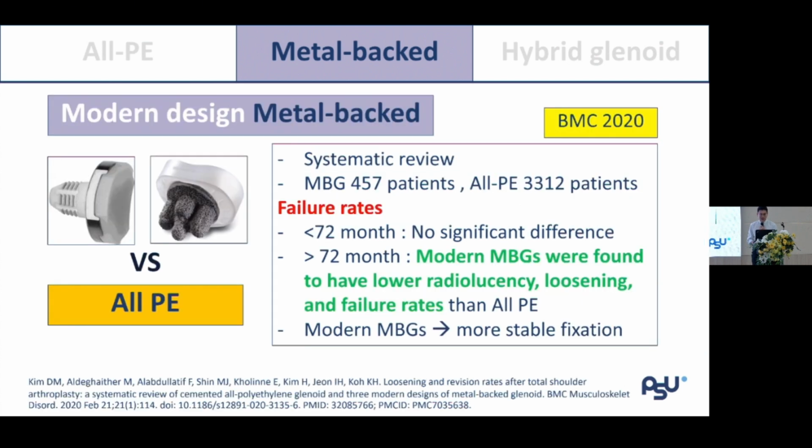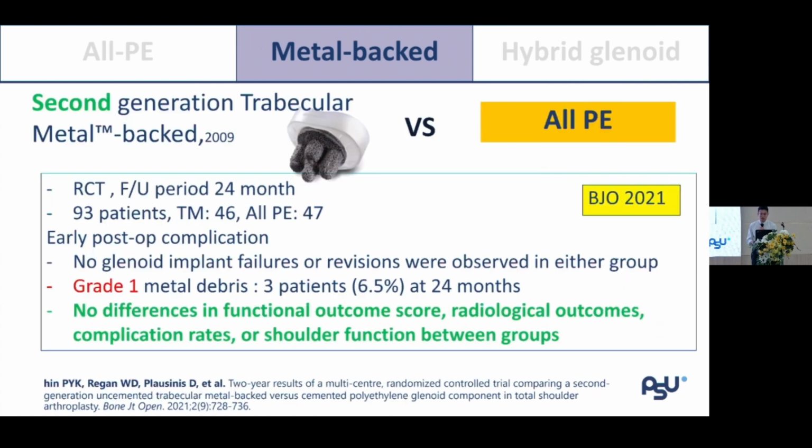A systematic review in 2020 compared modern design metal back glenoid patients with the RPE design. The failure rate showed no significant difference before 72 months, but after 72 months, the modern metal back glenoid design had a lower radiolucency, loosening, and failure rate compared to the RPE glenoid. This finding suggests that the modern metal back design offers more stable long-term fixation.